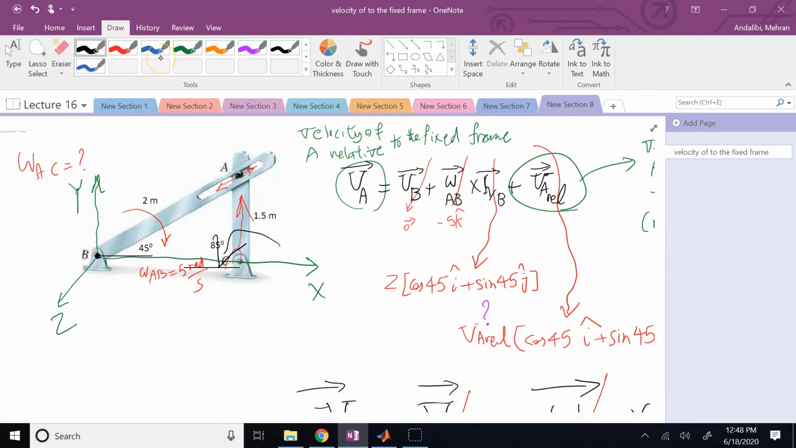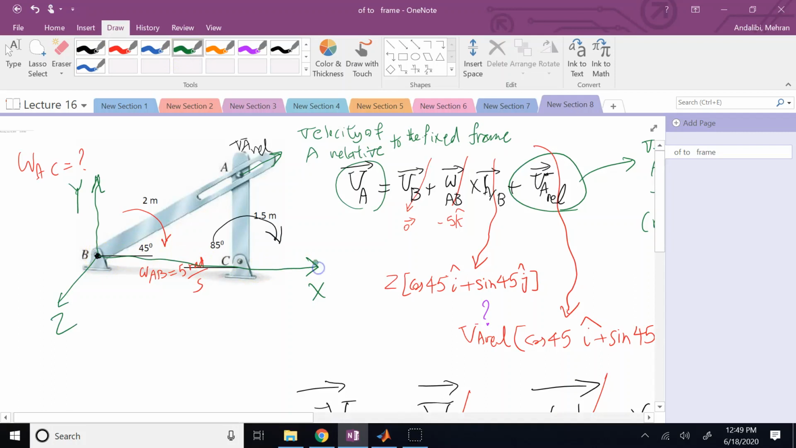So basically the direction of slide is this direction. A moves in that direction. This is VA relative. It moves toward the end of the slide. And this member, as I said, will go, I'm sorry, this member, I guess I made a mistake. This member goes clockwise because you saw it's negative. So this is omega AC. So that's how this mechanism works. This comes down, that goes forward, and then the A goes toward the end of the slots.